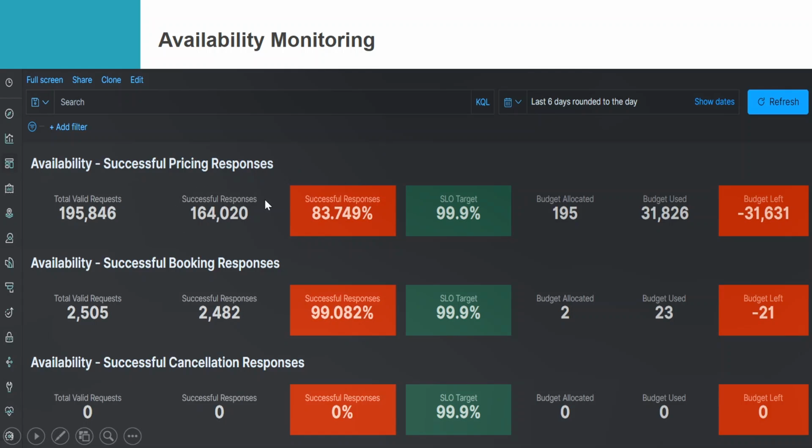Successful response here means we are ignoring bad requests, because a bad request also comes under successful responses only, since a bad request is the customer giving something wrong.